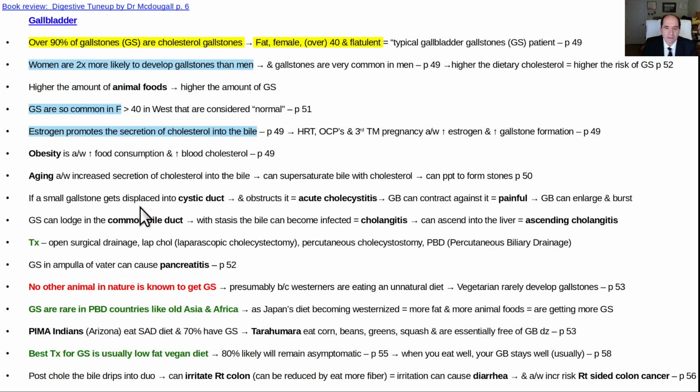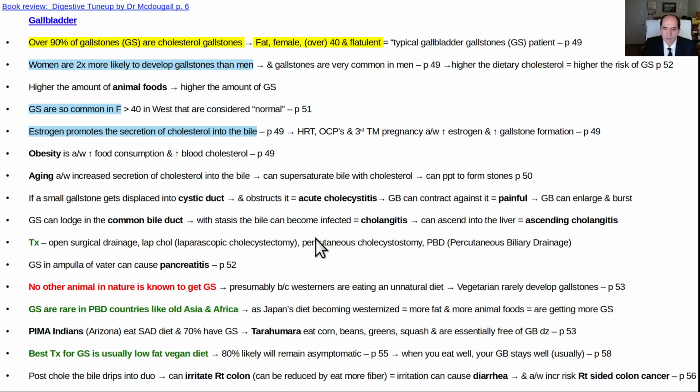If a small stone gets displaced into the cystic duct and obstructs it, it's acute cholecystitis. The gallbladder contracts against it, but it can't push the bile past it. That can be very painful. The gallbladder can even keep enlarging because it keeps releasing mucus secretions, and it'll get bigger and bigger, and it can pop. That would be a perforated acute cholecystitis.